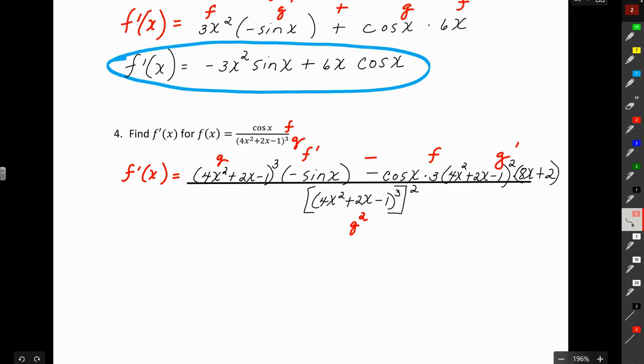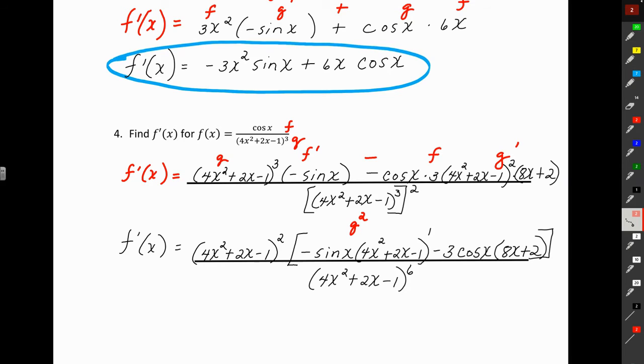Now I think I'll simplify this. I'm noticing that I have this squared here, I have the same cubed, and then I also have that in my denominator. So I'm going to pull out a 4x squared plus 2x minus 1 squared and then rewrite my numerator, and that should help me clean this up a little bit. So let's see what I did. I took this out of this term. That means I still had a 4x squared plus 2x minus 1 to the first power, and I had a negative sine x.